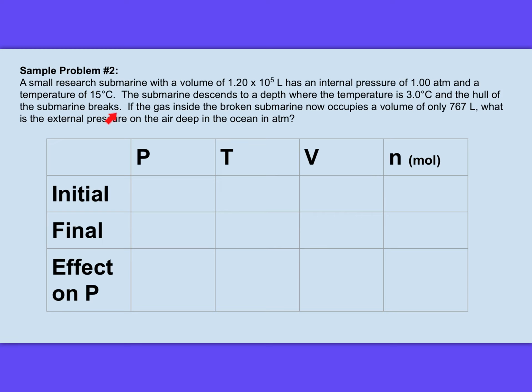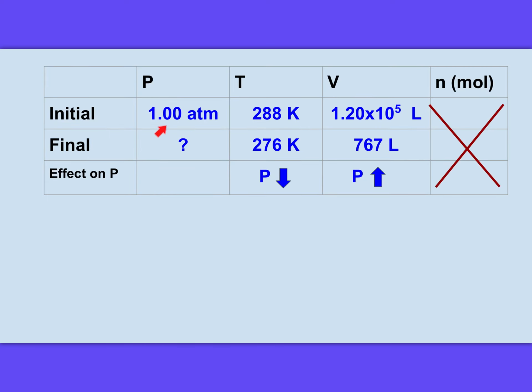And the hull of the submarine breaks. If the gas inside the broken submarine now occupies a volume of only 767 liters, what is the external pressure on the air deep within the ocean in atmospheres? In the next slide, I'll show you all of these variables placed into this table. Here you see the original pressure, a question mark next to the final pressure, the 2 temperatures, original and final, having added 273 to them, the original volume and the final volume.